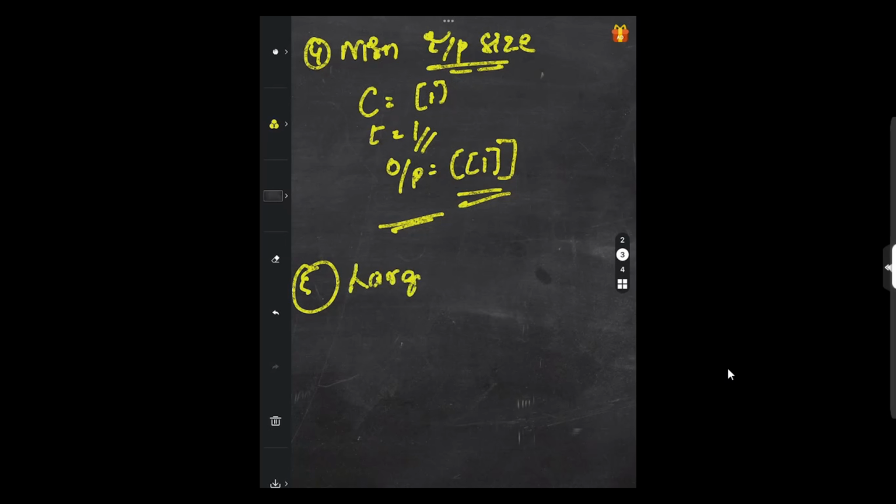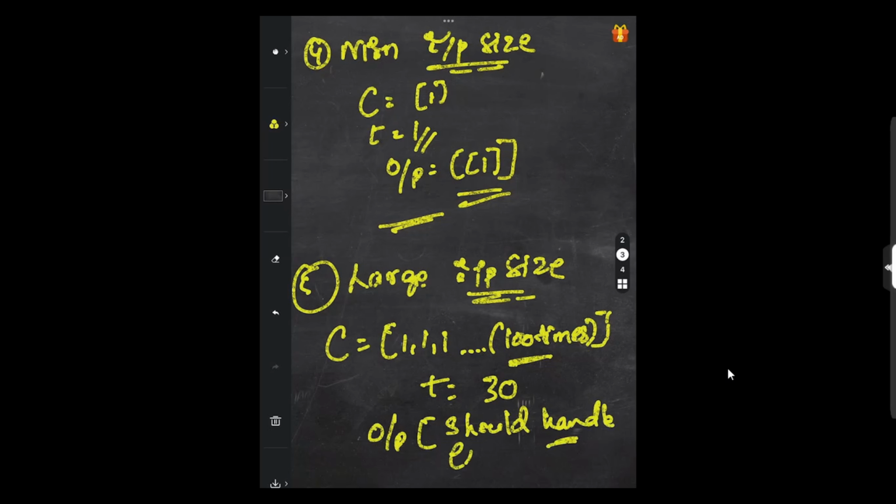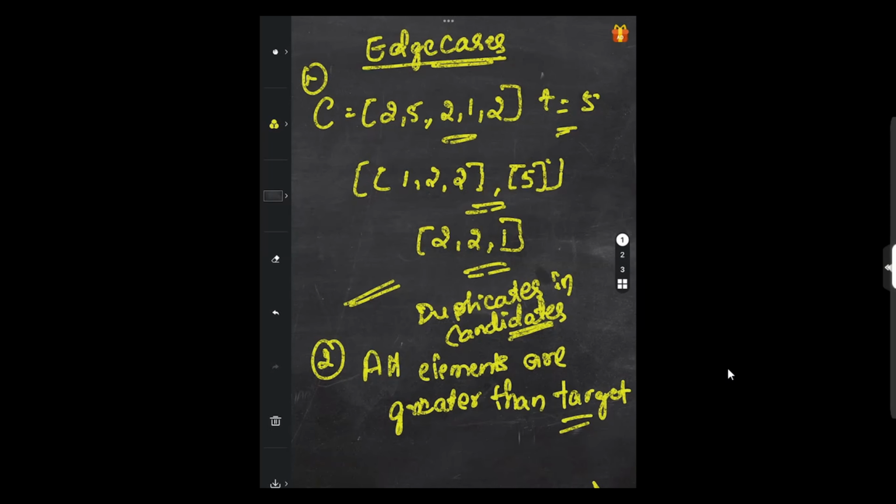The final one is large input size. So when I say large input size, for example, let me consider candidates here 1, 1, 1. Let me consider this one 100 times here. Just in case, this is for the large input size. Suppose target is 30 here. So the output should handle efficiently, because we have to handle the large input size efficiently, right? So this one I'll just give here for the example sake.